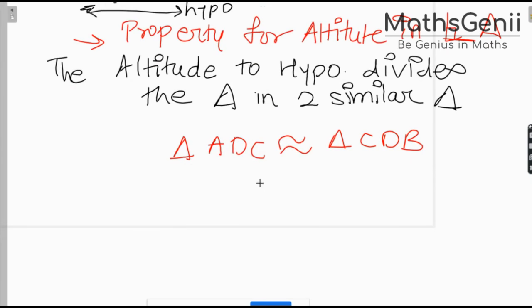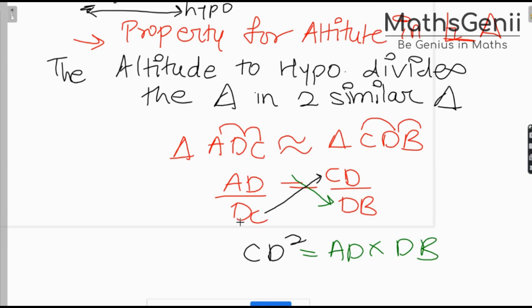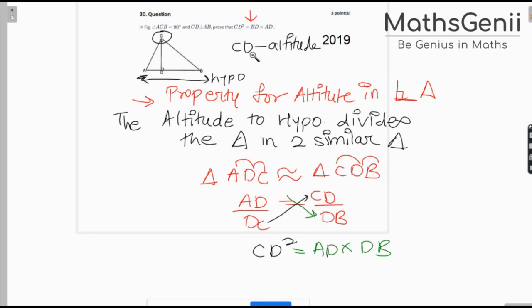According to this, can I write one thing? That AD upon DC is equal to CD upon DB. So can I cross multiply now? AD into DB. And look at this. CD into DC is CD only. I can say CD and DC is same. So DC into CD is CD square. Hence proved. This is what I wanted to prove. CD square is equal to BD into AD.